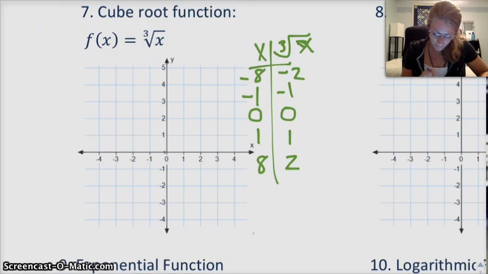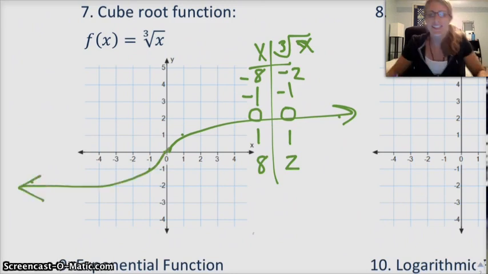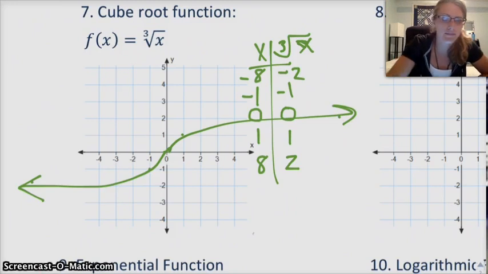0, 0, 1, 1, 8, 2. Okay, that's like way out here. Kind of looks like that. And then on the other side, negative 1, and negative 8, negative 2 is about down there. So it looks kind of like the cube function, but rotated a little bit.